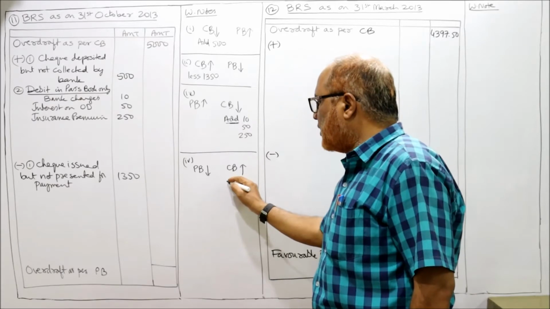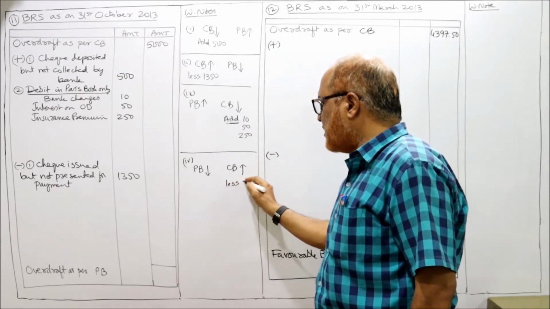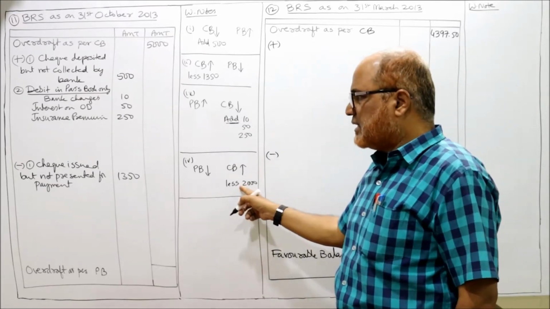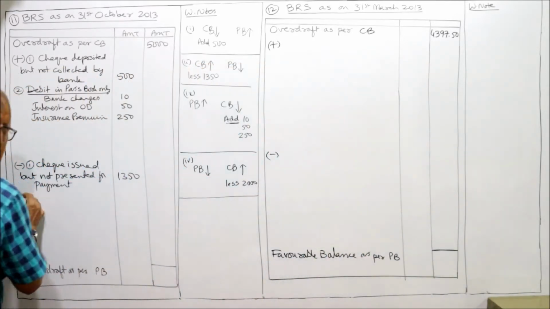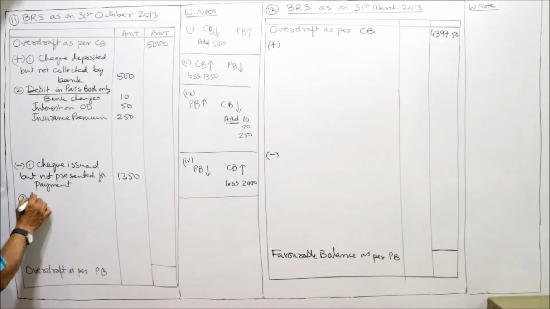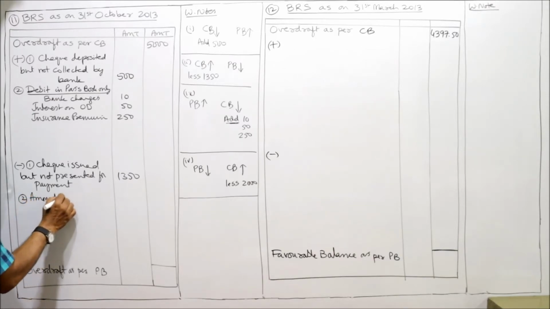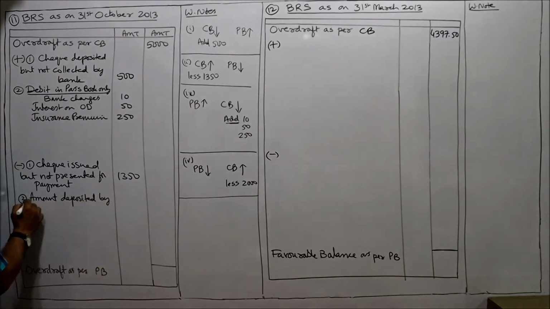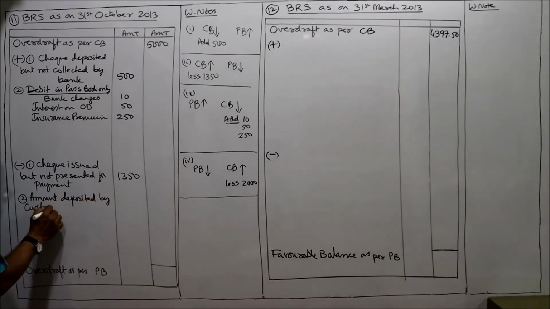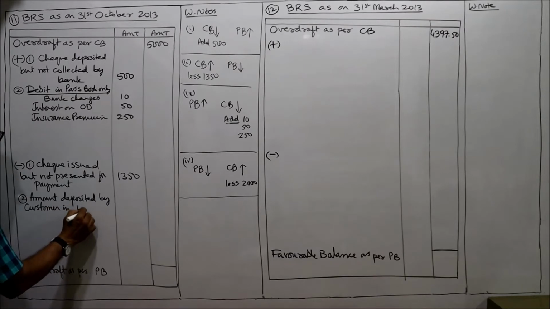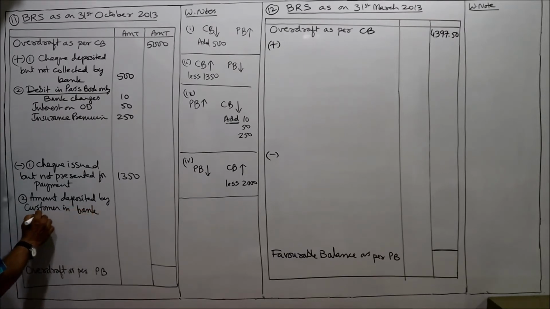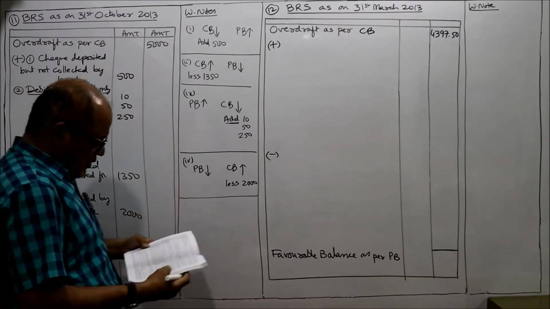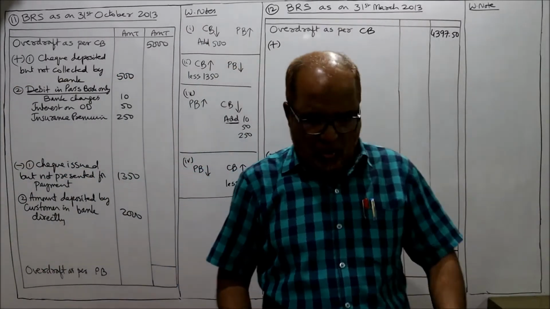So what we have to do? Deduct, less. How much to deduct? 2000. So in less items I am writing amount deposited by customer in bank directly, 2000. That's all. All the items are over.